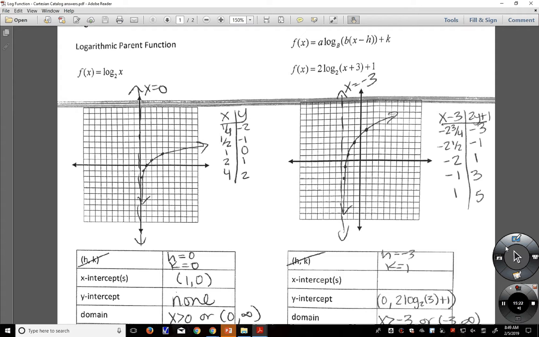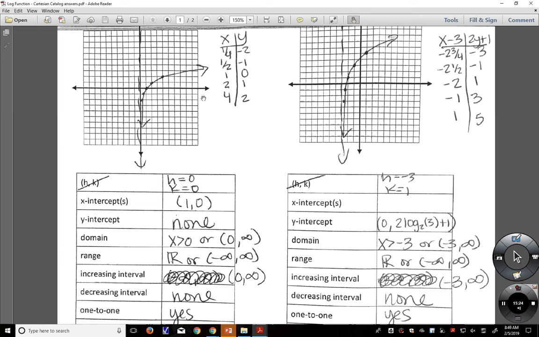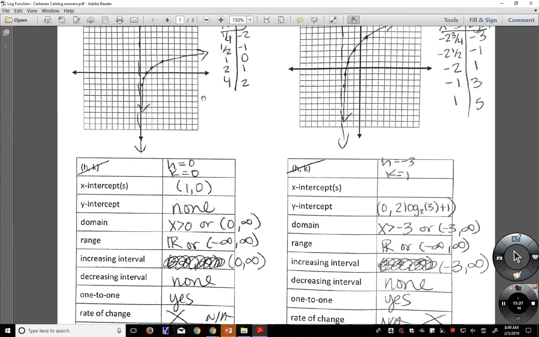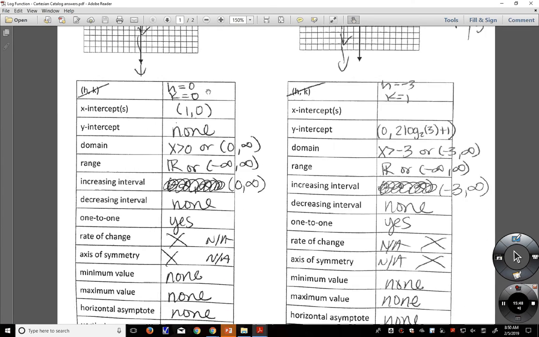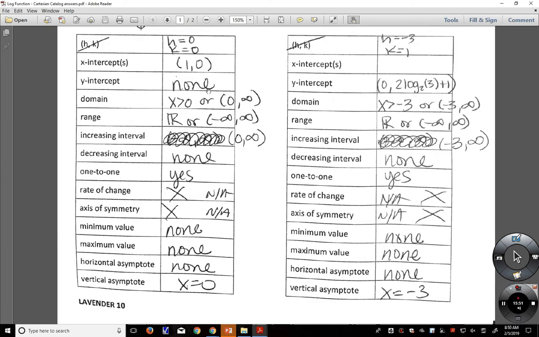Our entire graph exists to the right of that asymptote that's at -3. So our domain is x is greater than -3, or from -3 to infinity. Our range is all real numbers. The entire graph is increasing, so our domain is also our increasing interval, with no decreasing interval. And yes, it's 1 to 1. So we're not expected to know anything about rate of change or axis of symmetry here. And then minimum and maximum value are none. No horizontal asymptote for the log function, but a vertical asymptote at x equals -3.